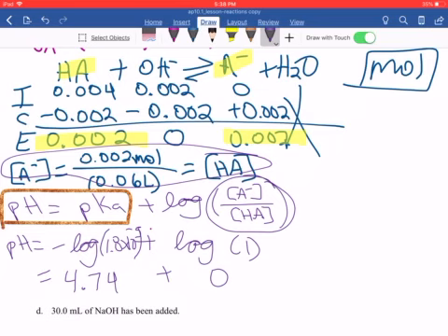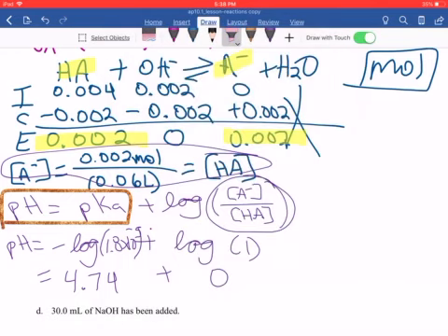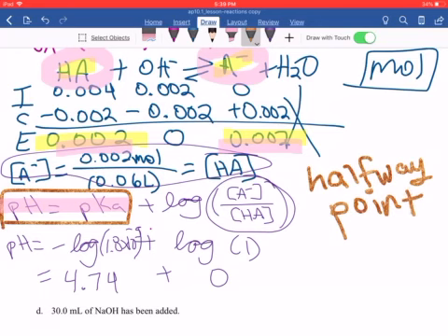So the important thing here is, let me change my color to my highlighter to pink: whenever acetic acid and acetate are equal to each other, then we know that pH is equal to pKa. And the important part here is called the halfway point. So whenever those two are equal to each other, that is the halfway point, and we can just take the negative log of Ka to find the pH. So it becomes a little bit easier.